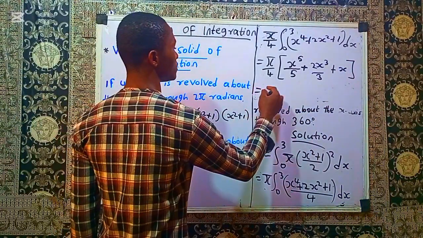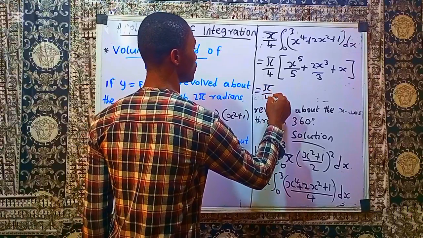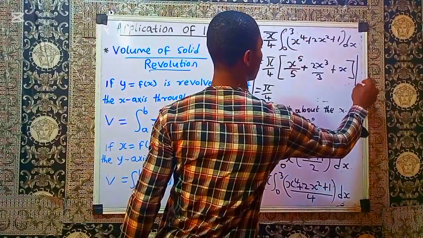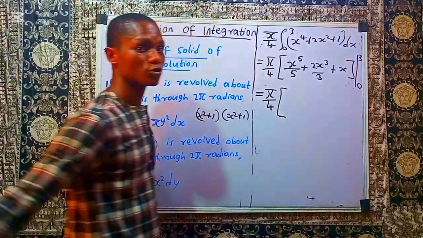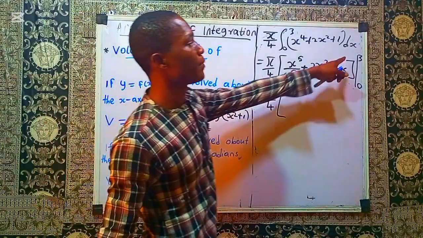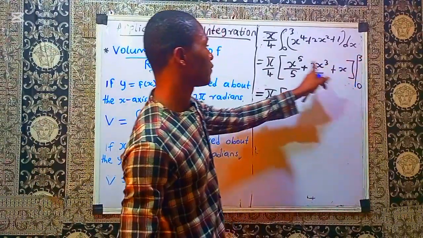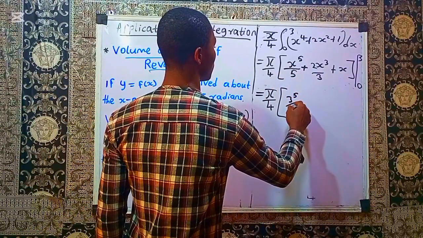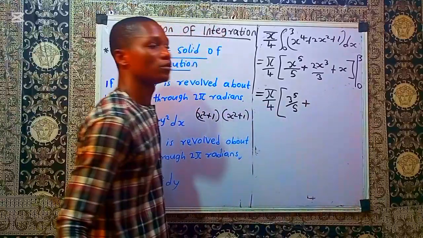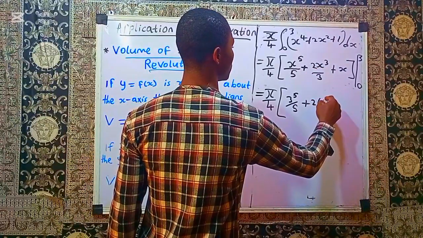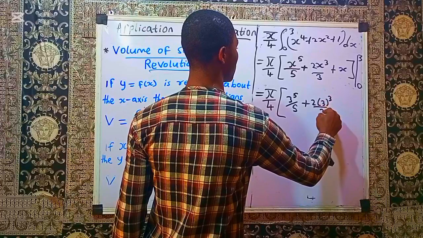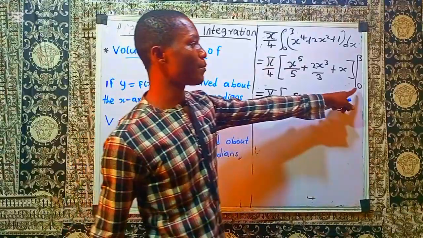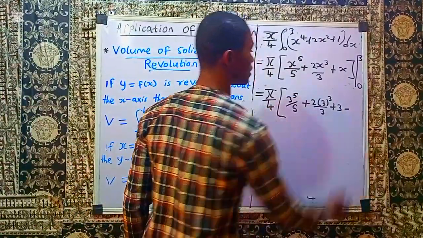So basically, we will be having pi divided by 4. Then you are going to evaluate this integral from 0 to 3. Then we'll do the substitution. Substitute the upper bound. The upper bound is 3, right? You put 3 for x anywhere you see x. So you put 3 here, you have 3 to the power 5 over 5, plus you put 3 here, you have 2 into 3 to the power 3 over 3, plus 3 here, you have 3, right? Then next you put minus, then you put the lower bound.